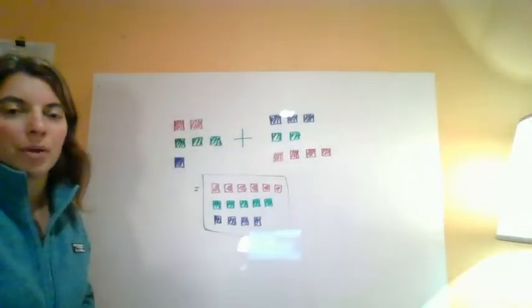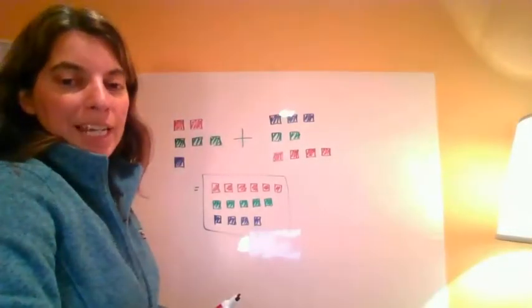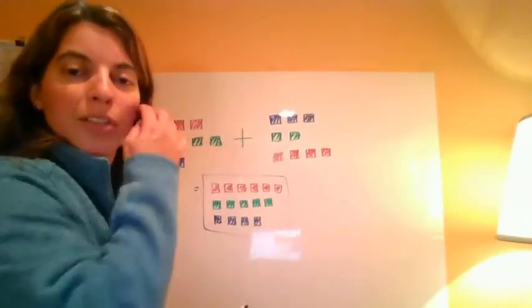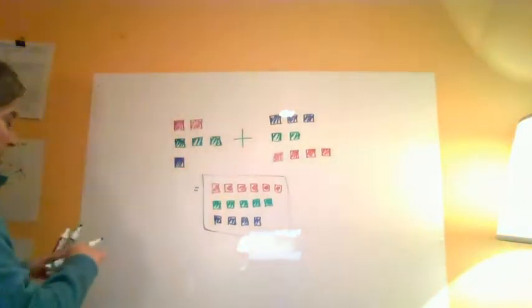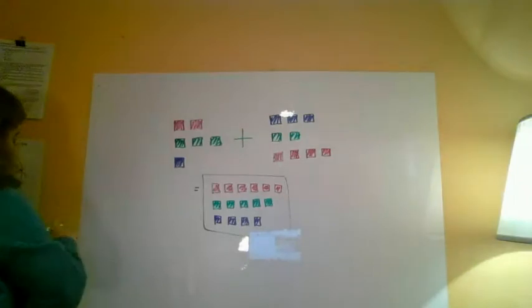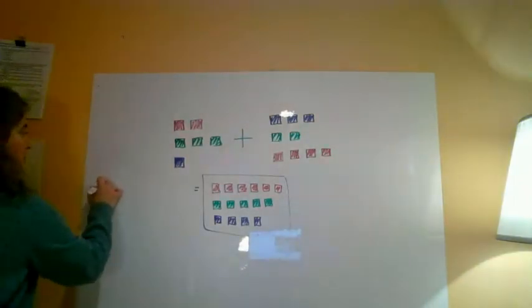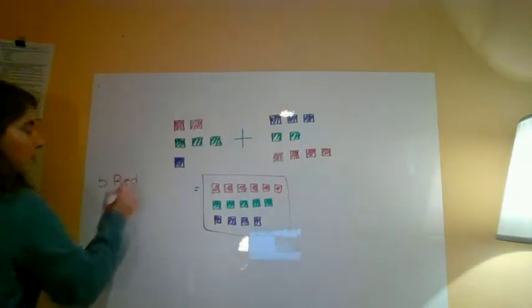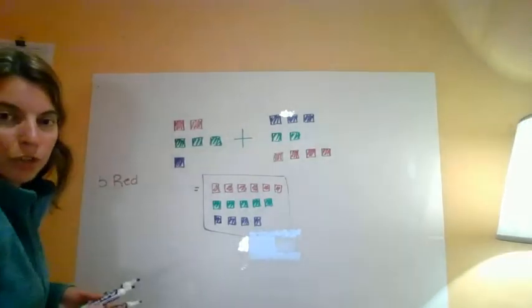All right, so we have another one like this. Repeat that same idea with the following groups of blocks. So this time, I'll write it up here in case you don't have it in front of you. We have 5 red. We have 2 blue.